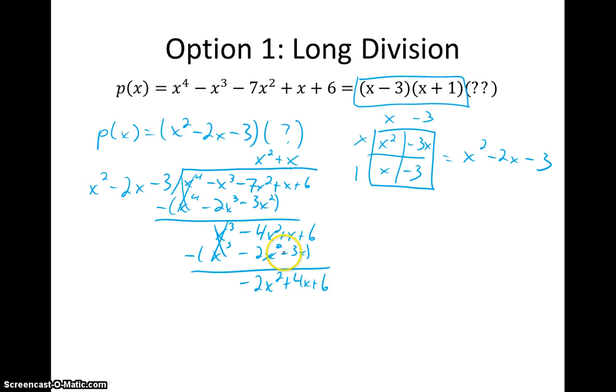So we need a negative 2 here to get to negative 2x squared. Negative 2 times x squared is negative 2x squared. Negative 2 times negative 2x is plus 4x. And negative 2 times negative 3 is positive 6. Thank goodness we get a remainder of 0, which makes sense, because we know these are factors, so they should divide evenly into our polynomial. So we have found our question mark using long division.